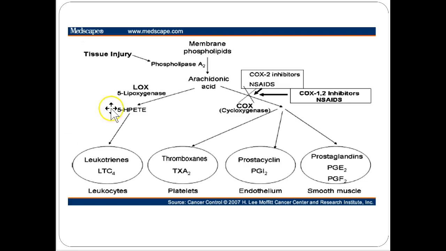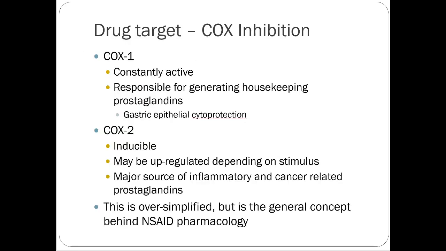So here's just a diagram that shows what you're looking at here. You have two different major types of COX enzymes, 1 and 2, and they do a little bit different things. So let's move on to that. COX-1 is a constantly active enzyme, and it's sort of a housekeeping enzyme. It's good for us to have COX-1 available. It promotes production of housekeeping prostaglandins. So for example, these prostaglandins protect our gastric epithelial cells.